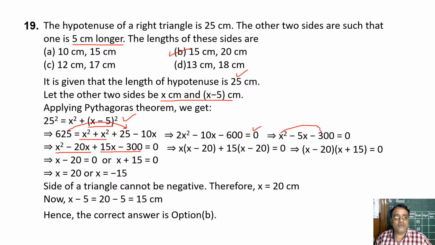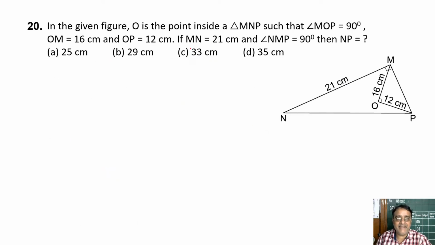So now we are moving towards the last question, question number 20. In the given figure, O is the point inside a triangle MNP such that angle MOP is equals to 90 degree. OM is equals to 16 centimeter and OP is equals to 12 centimeter and MN is equals to 21 centimeter and this angle is 90 degree. So what is the length of NP?